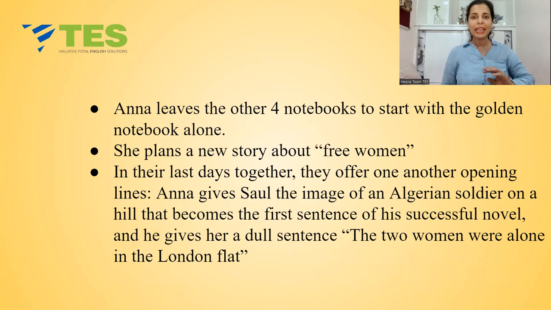And in their last days together, Saul and Anna offer one another opening lines for their next works. Remember, they both are writers. So Anna gives Saul the image of an Algerian soldier on a hill that becomes the first sentence of his successful novel. Whereas he gives her a little dull sentence, which is: the two women were alone in the London flat. Understand who are the two women? Anna and Molly. Yeah.